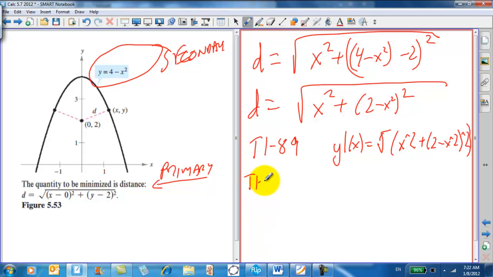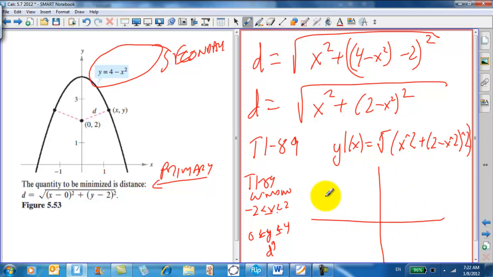My TI-89 window, -2 to 2. And I set up the y's from 0 up to about 4, because I don't want to look at any negative distance, because this technically is d now, but in the TI-89 it's y. And I got a picture that looks something like this. So here we can see we've got some minimum distance here. It's nice to have that kind of idea of what's going on with the function.